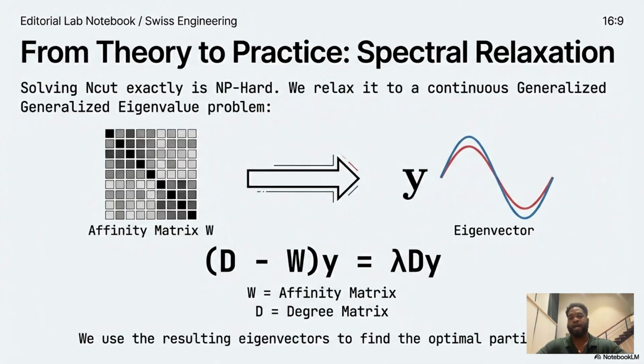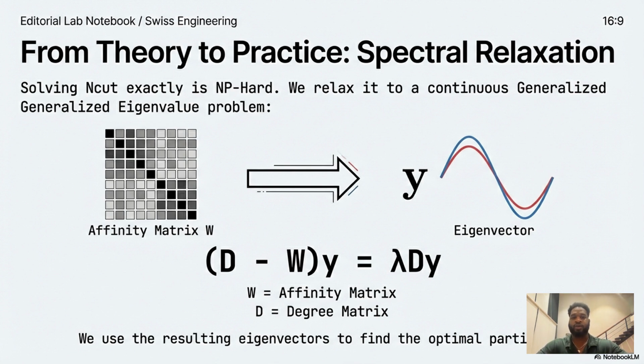Now, one important practical detail. It turns out that solving the normalized cut exactly is actually an NP-hard problem, meaning there's no efficient way to try every possible partition. So how do we actually compute it? The answer is a technique called spectral relaxation. Instead of solving the hard discrete problem directly, we relax it into a continuous generalized eigenvalue problem. We build an affinity matrix W, which holds all the edge weights, and a degree matrix D, which sums up the connections for each node.